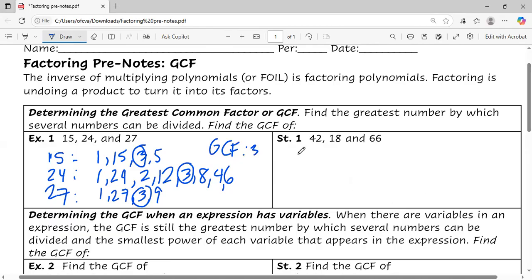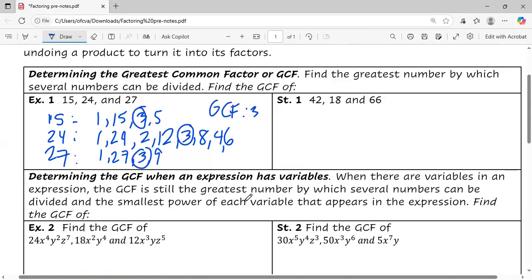For the next one, pause the video. Do it on your own and then come back and play the video to make sure you got it. The next three numbers will be 18, 42, and 66. I have to list these in order.